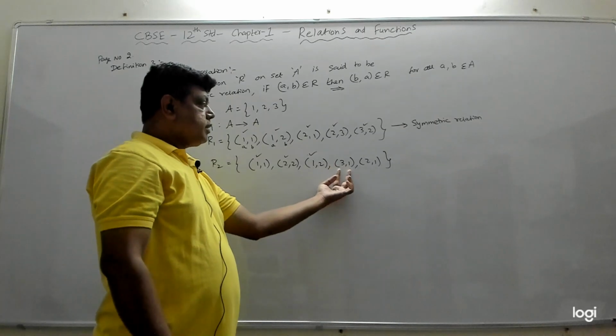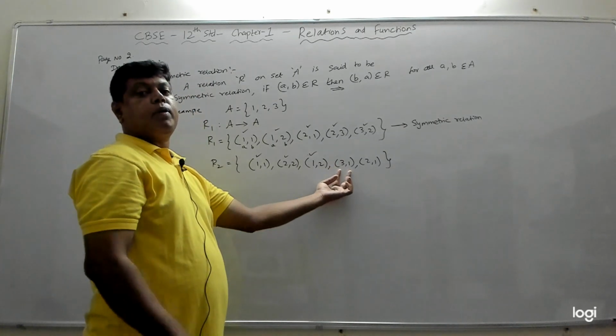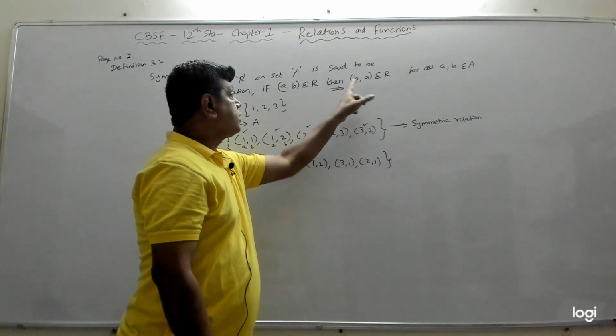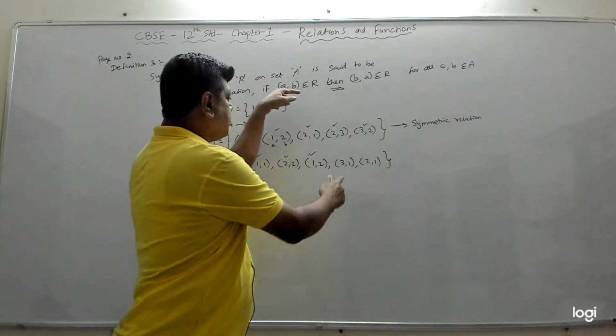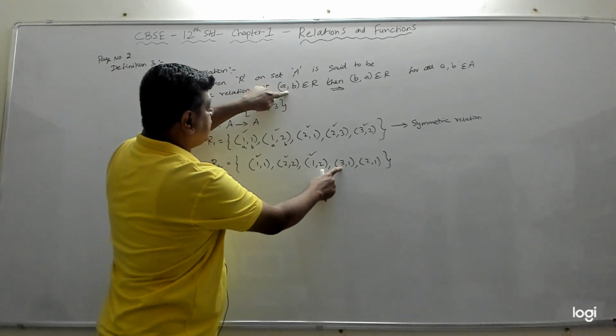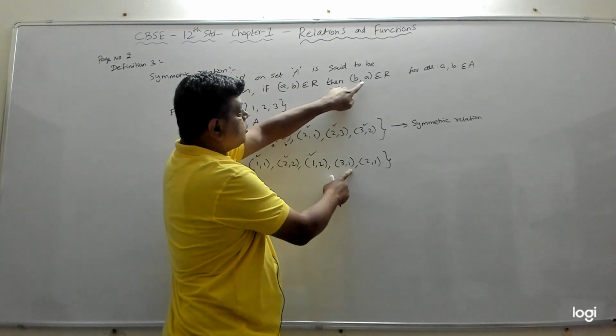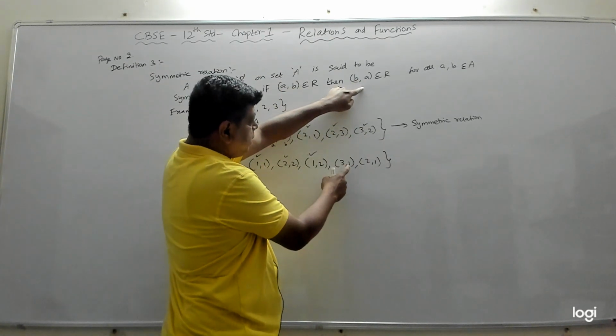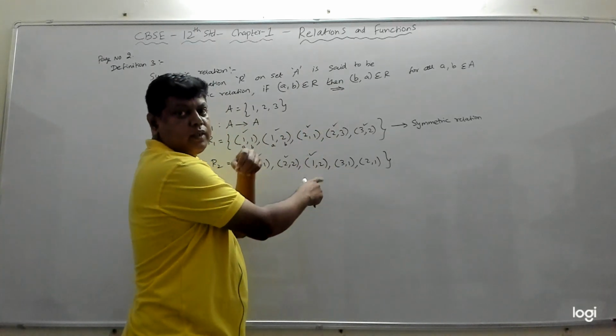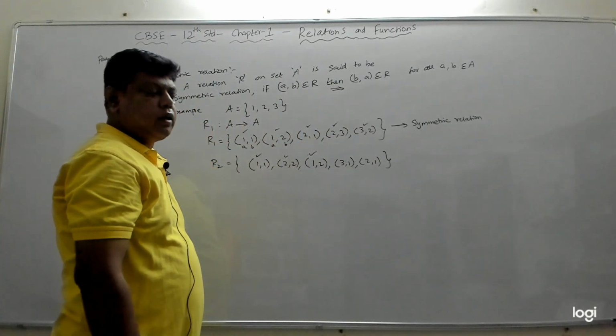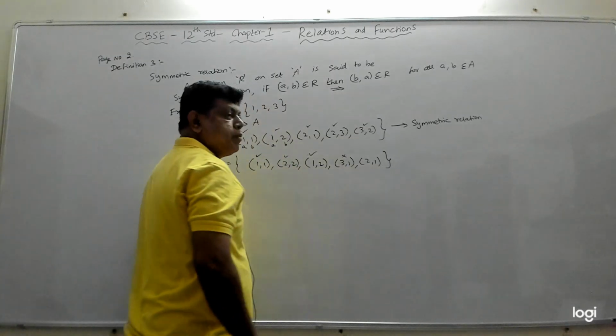So 3 comma 1 is there. What is the reverse of 3 comma 1? 1 comma 3. That should be there. The reverse: A comma B is in R. So think of this element as A comma B, A is 3, B is 1. Then this is also in R, which means B comma A is also in R. B comma A is 1 comma 3. Is 1 comma 3 there? No, 1 comma 3 is not there. So it is failing for this element.